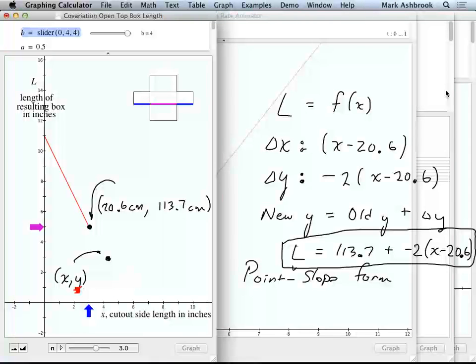So, comments or questions about this? Not only the point slope form and linear stuff, but just as a visual, as something to build a discussion around. Any comments?